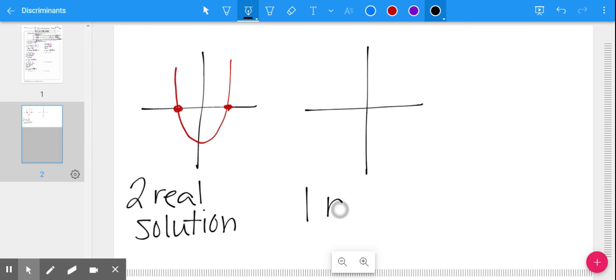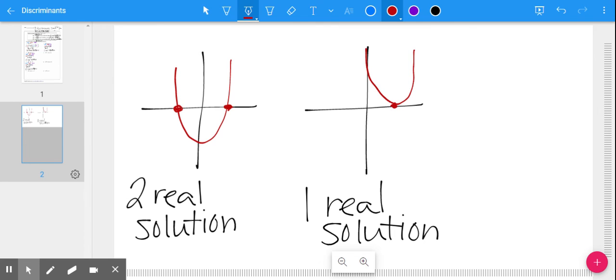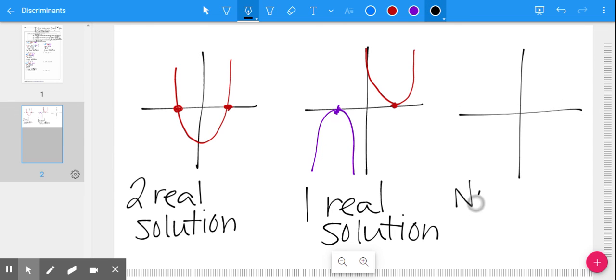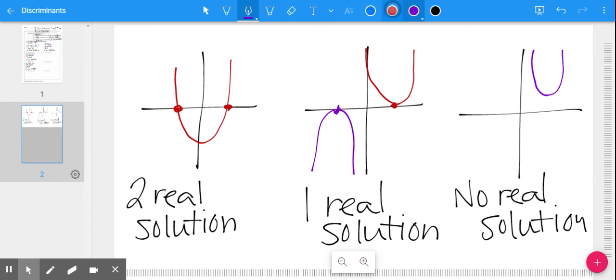If you have one real solution, it's because your vertex is on the x-axis. Whether it opens up or opens down, your vertex is on that axis. So if it has no real solutions, it's because your parabola is above the x-axis if it opens up or below it if it opens down.